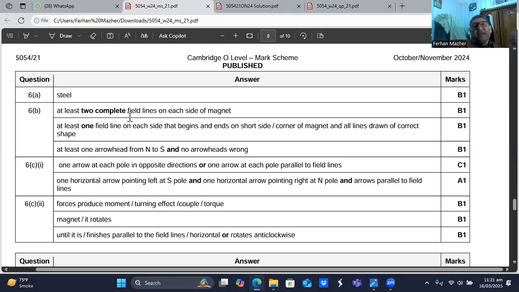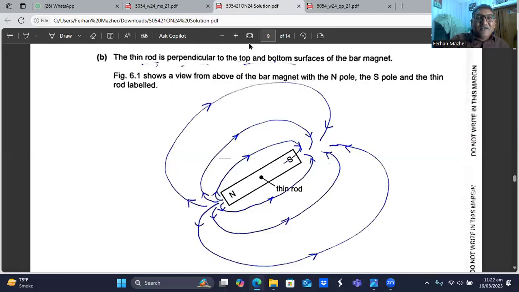At least two complete field lines on each side of the magnet and at least one field line on each side that begins and ends on short side corner of the magnet and all lines drawn of the correct shape. At least one arrowhead from north to south and no arrowheads wrong. Okay, so just draw like this.